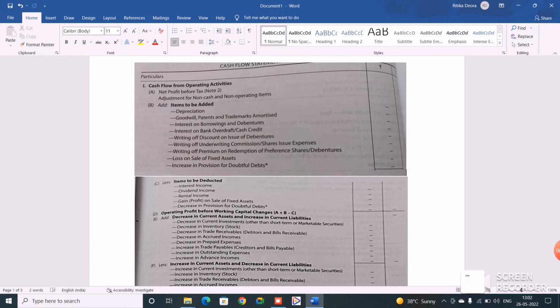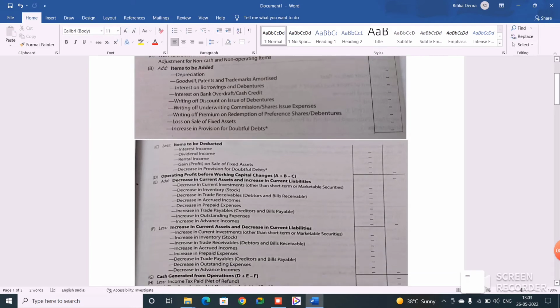And we will also add increase in provision for doubtful debts, because again it's a provision, which means that it's a non-cash expense. We created a provision and showed it as an expense, but it wasn't paid in cash. So if provision for doubtful debts is increasing, it means that we are debiting more amount to provision for doubtful debts, right? But it should not have been done because it is a non-cash expense, so we will add it.